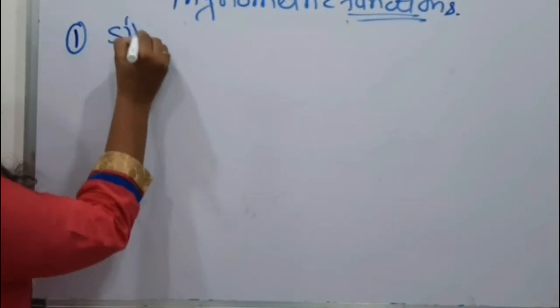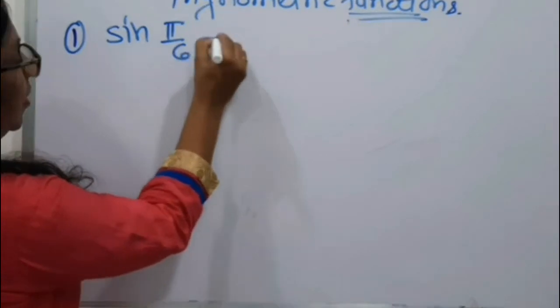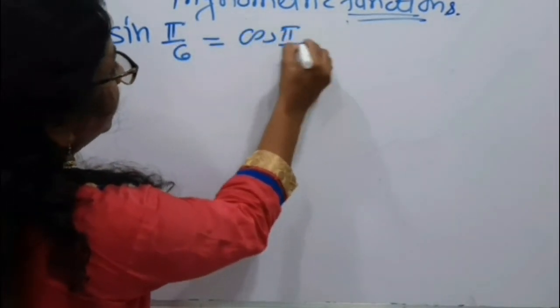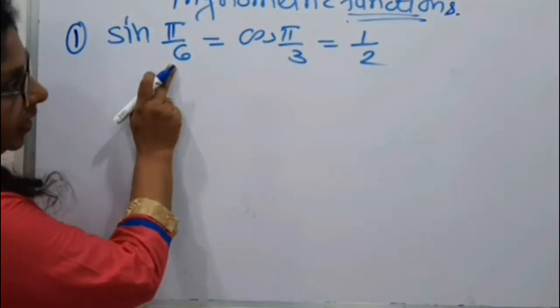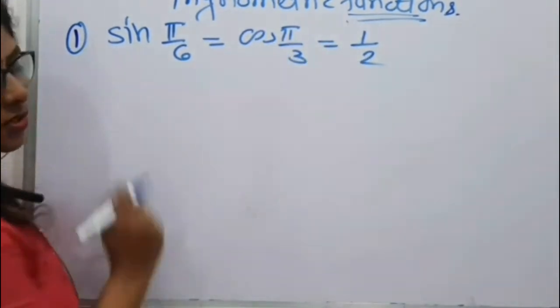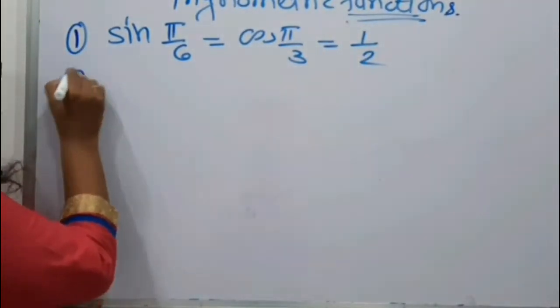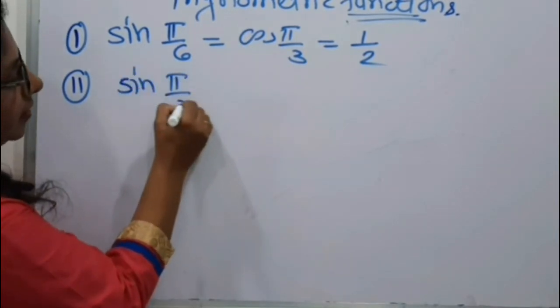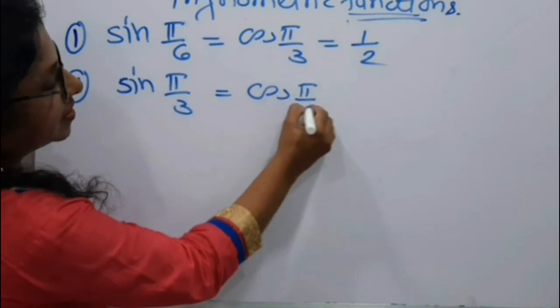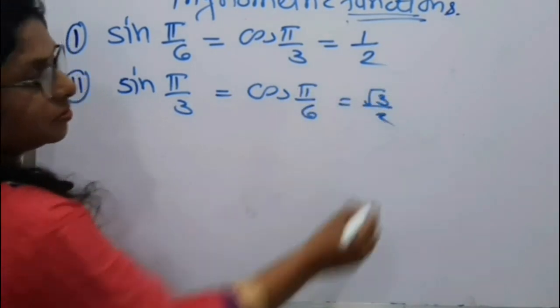Okay, so how to learn this? One easy chart I am going to give you. With the help of that chart, you can easily learn those values. So the very first is sin pi by 6 equals cos pi by 3, which is 1 by 2. Okay, meaning sin 30 equals cos 60 equals 1 by 2. Second is the opposite of this: sin pi by 3 equals cos pi by 6 equals root 3 by 2.